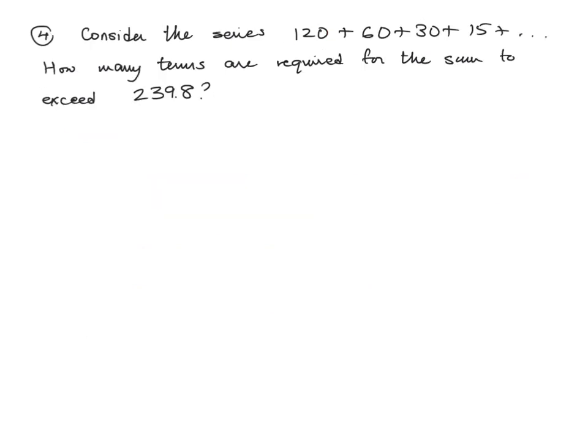Okay, consider the series 120 plus 60 plus 30 plus 15 plus ... How many terms are required for the sum to exceed 239.8? All right, first thing I notice is this is geometric. So I'm going to say geometric series. So the formula is going to be Sn equals g1, 1 minus r to the n over 1 minus r. And now I also notice that g1 is 120, and each time we're multiplying by a half. That's why I knew it was geometric. So r is 1/2. And we want the sum to exceed 239.8.